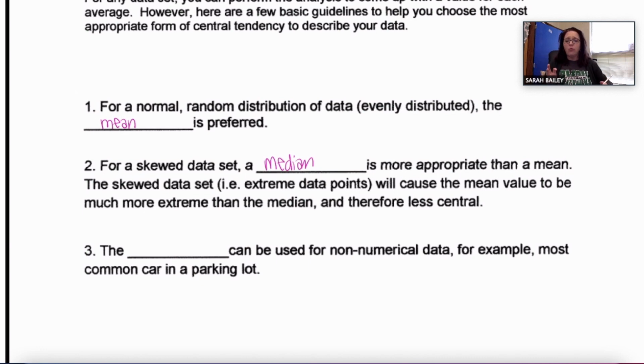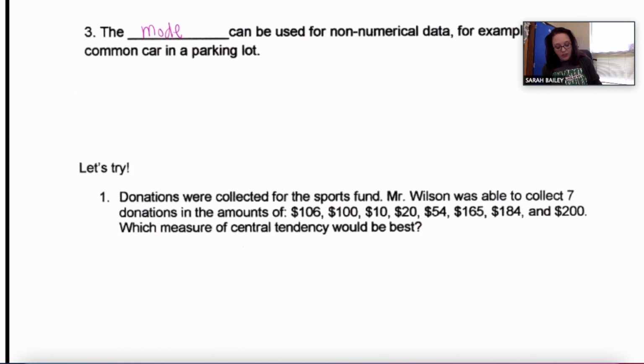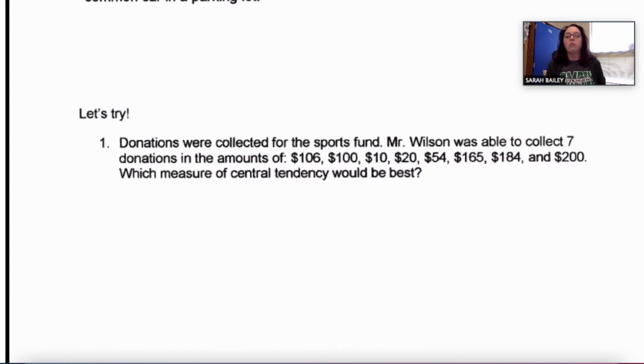And then the final one, number 3, the mode, we definitely are going to use that for non-numerical data. It says, for example, most common car in a parking lot, or what's your favorite color? So that is when you would want to use the mode. All right, so let's look at this problem here.